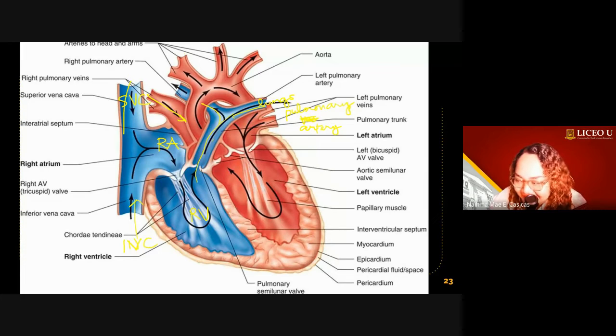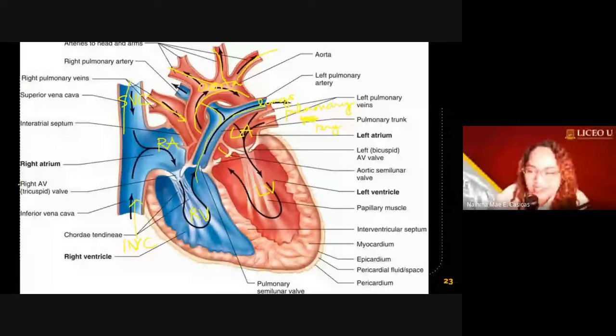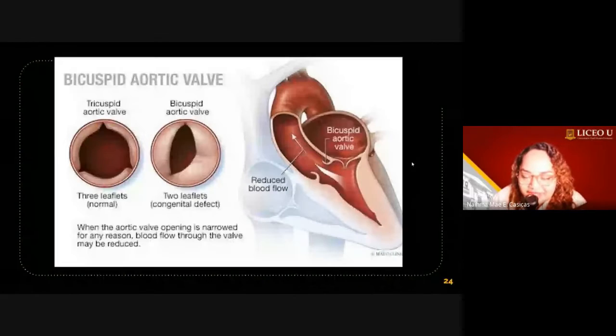So when the blood comes back from the lungs, it passes through the pulmonary vein, then goes into the left atrium. And then the blood will be pumped to your left ventricle. And then from the left ventricle, the blood, which is already oxygenated, goes out to the system. That will be towards your aorta. Then the aorta goes all throughout the system. So that is basically the circulation of blood in your heart.